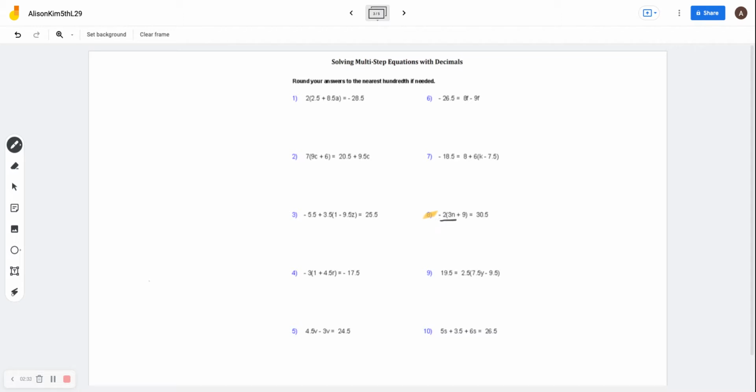So I'm going to divide both sides by negative 2 to get rid of the multiplication, right? So our left-hand side will be left with 3n plus 9. And it equals 30.5 divided by negative 2. So in the multiplication and division rules, remember, a positive divided by a negative will just give you a negative. The negative overpowers the positive. Now let's divide 2 into 30.5.